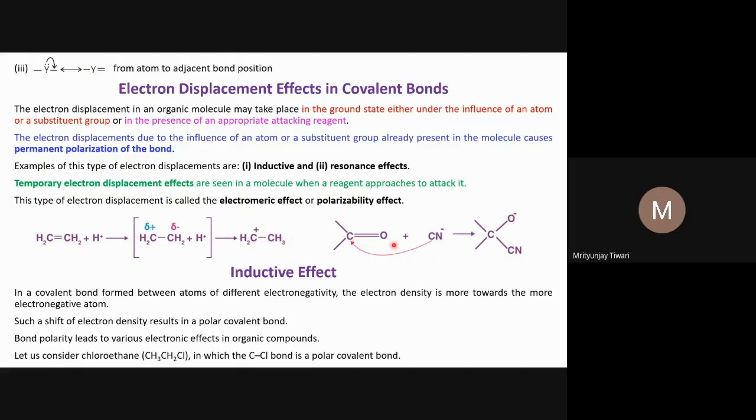So another example is this. This is a carbonyl group, and a nucleophile can attack this electrophilic center.